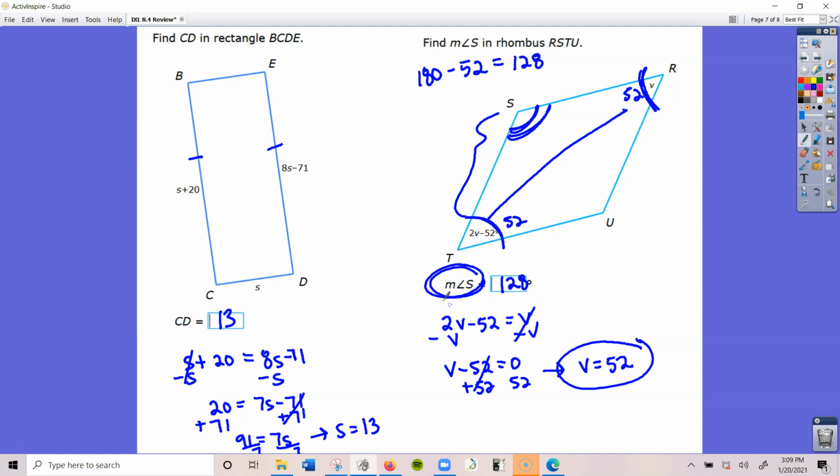So always pay attention to what it's asking for. Like here, I actually forgot. Okay, it says that CD, and CD is just s. I happen to solve for s, so that's what it equals. But if it asked for CB, then you would have to take the 13 and plug it in.